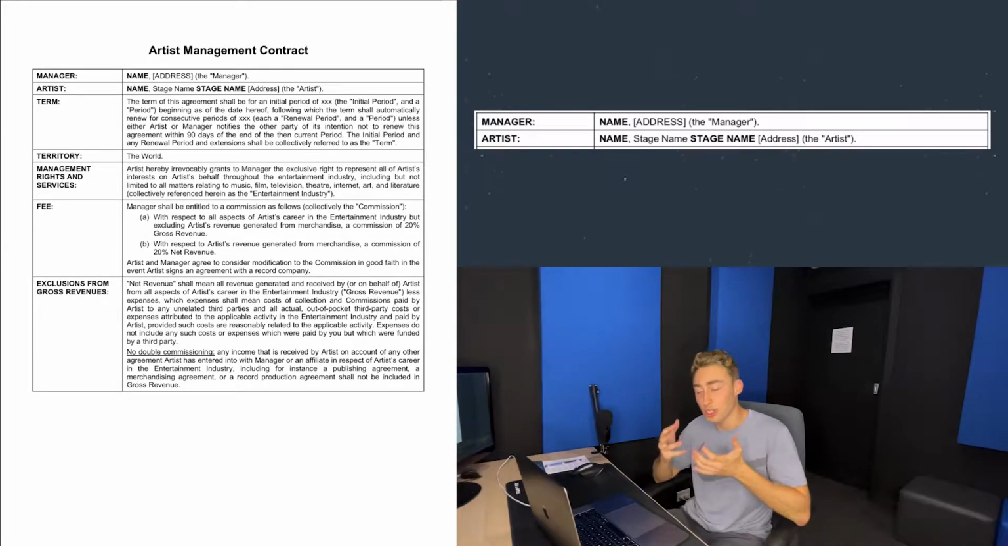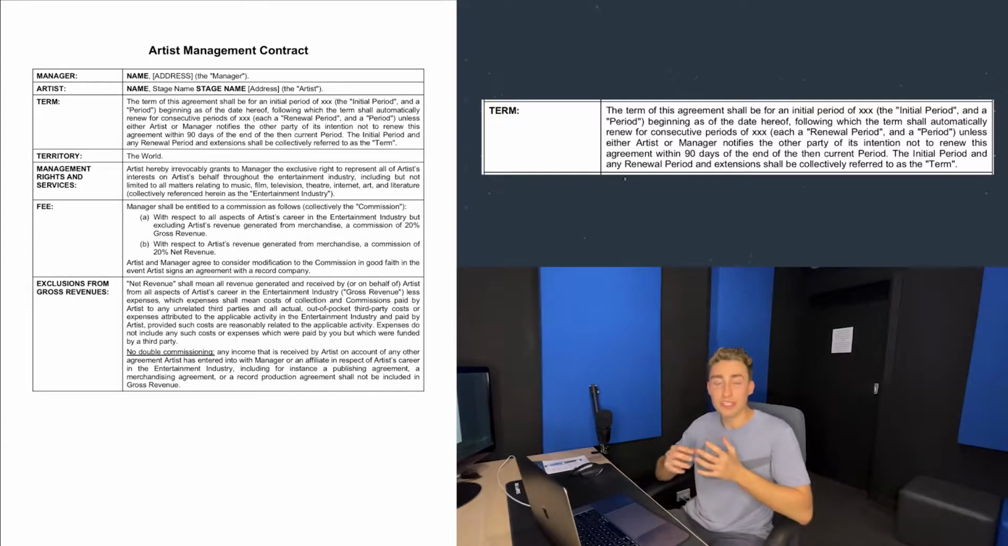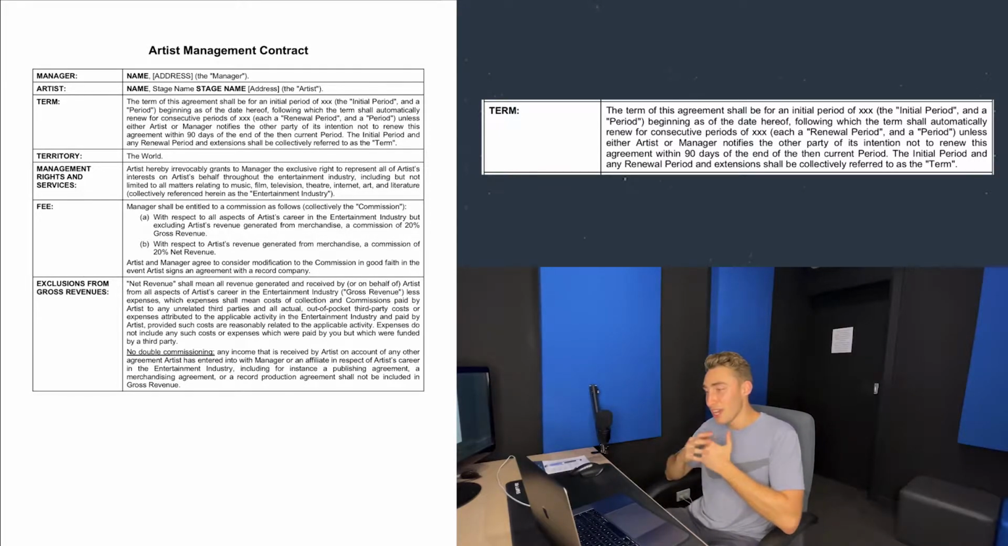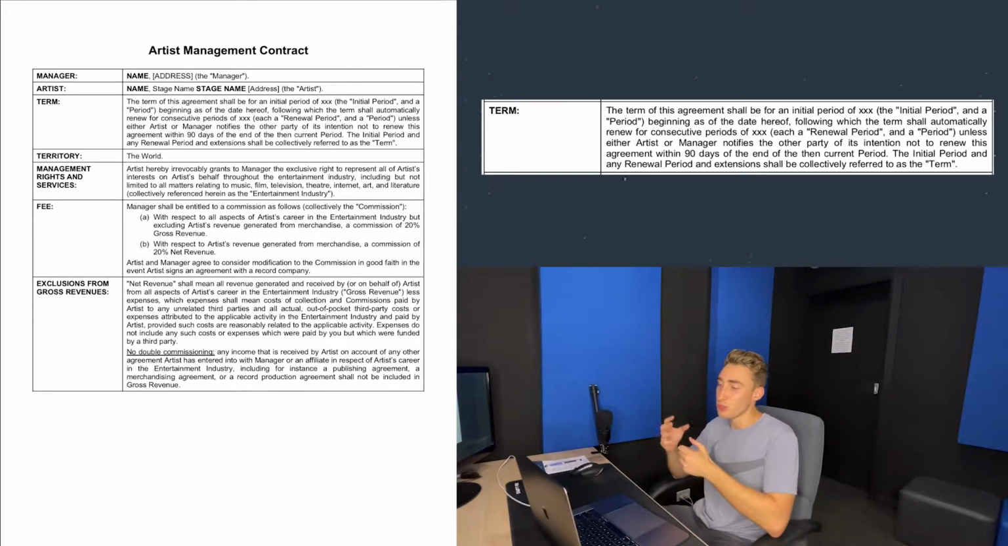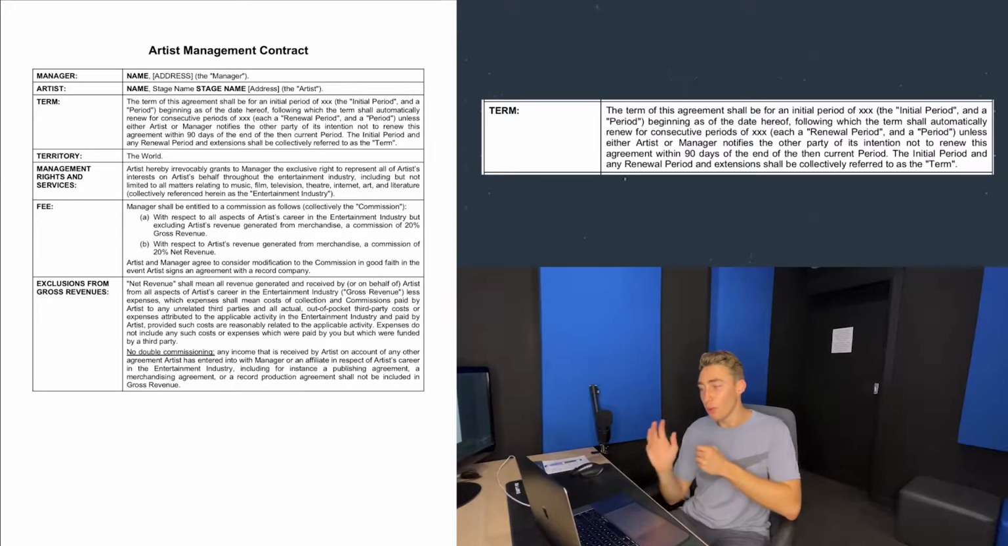Now we move on to the term of the agreement. The term sets out the length of the contract. So how long are you locked into this contract for? So the term within this contract allows you to have an initial period and also options for automatic renewal.